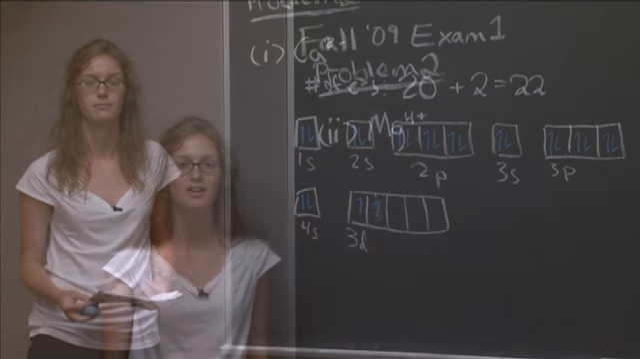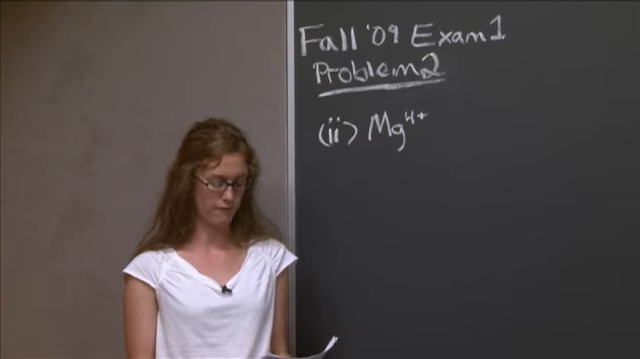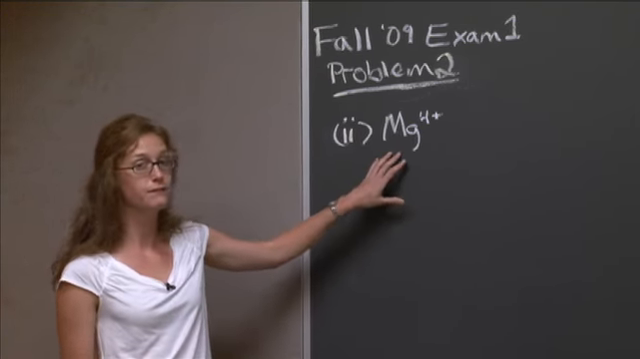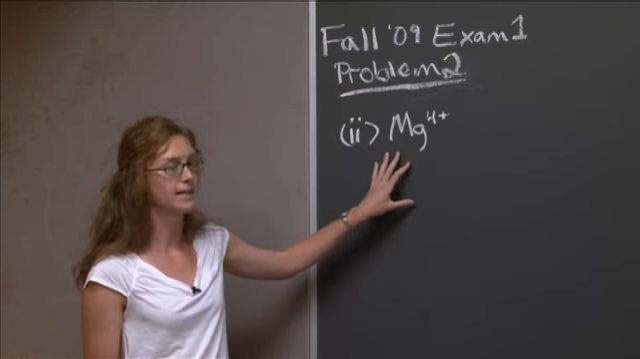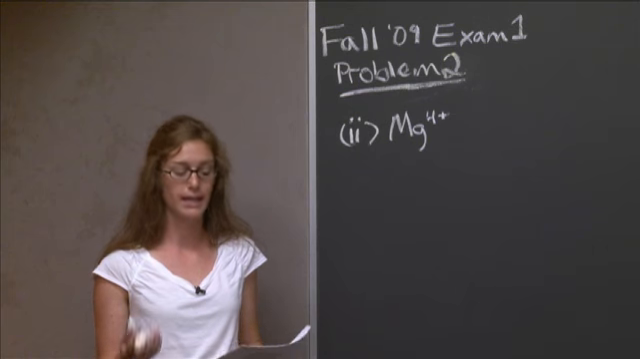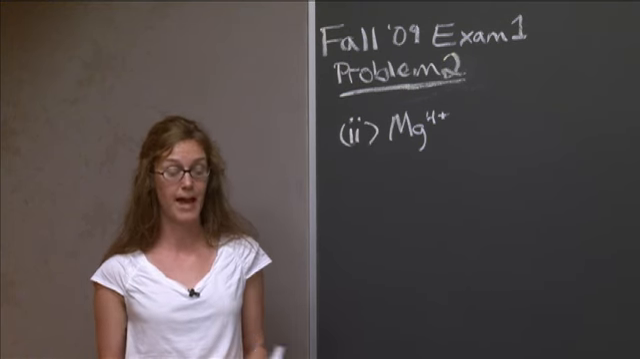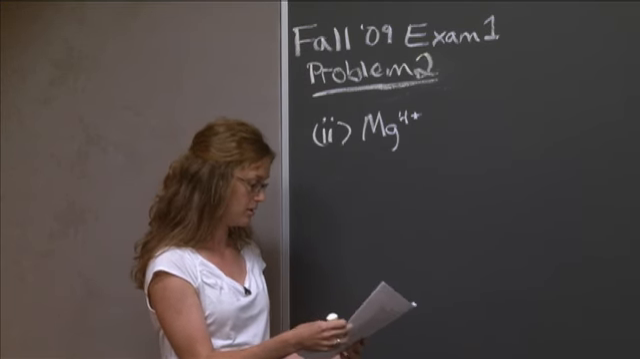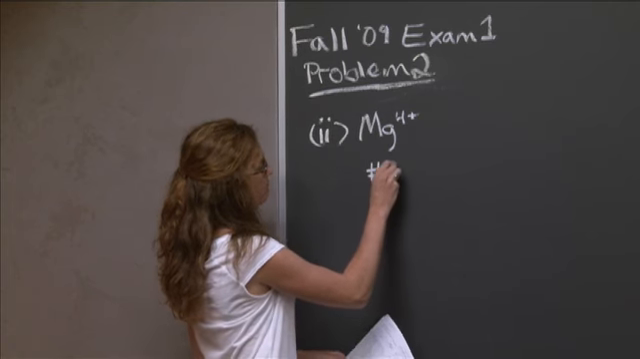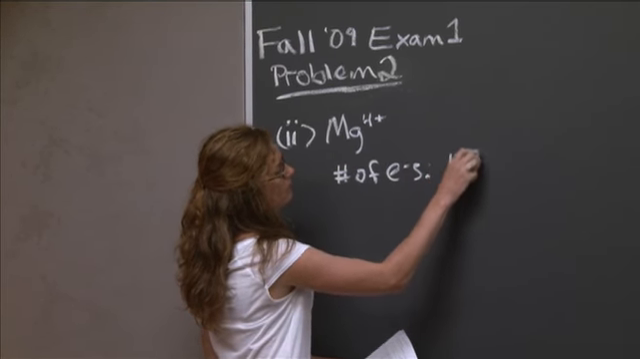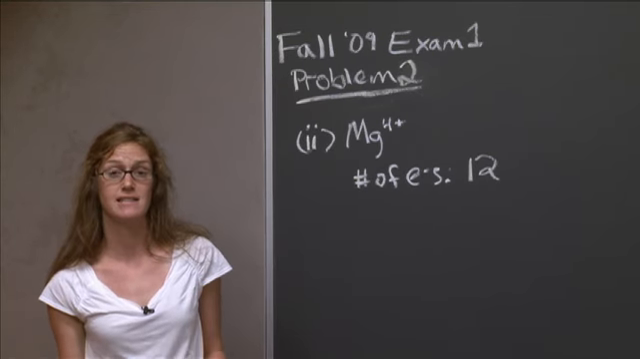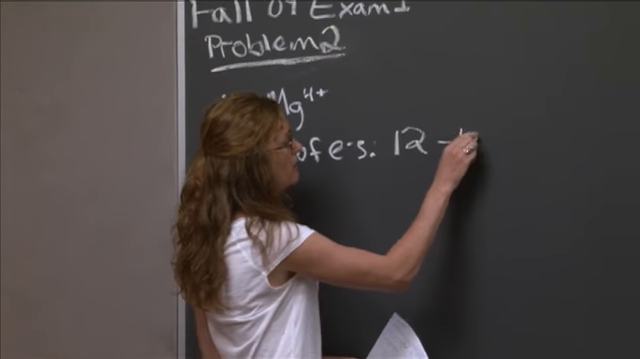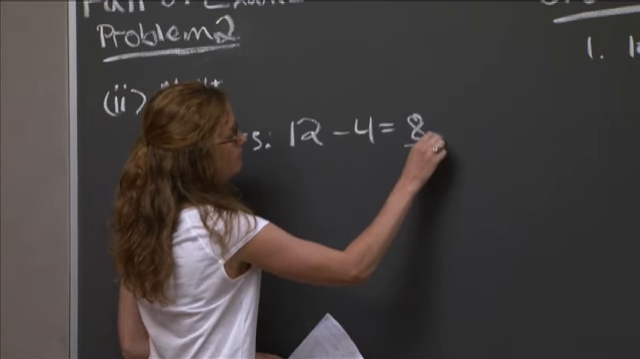All right, now we're going to do the second part of this first part of problem number 2. So it asks us for the electron configuration in box notation of magnesium 4+. So again, we're going to determine how many electrons we have, which neutral magnesium has 12 electrons. But the 4+ signifies that we have 4 fewer electrons than neutrality. And so we subtract 4, and we have 8.